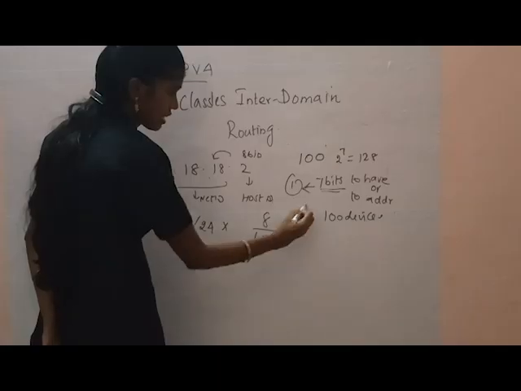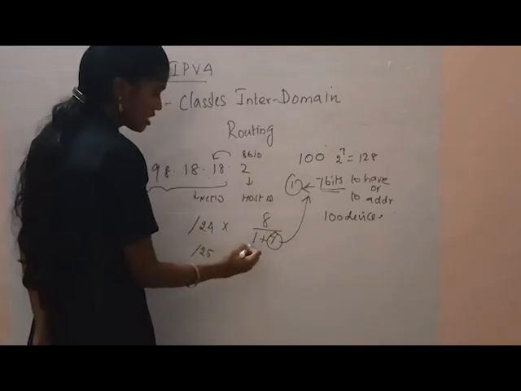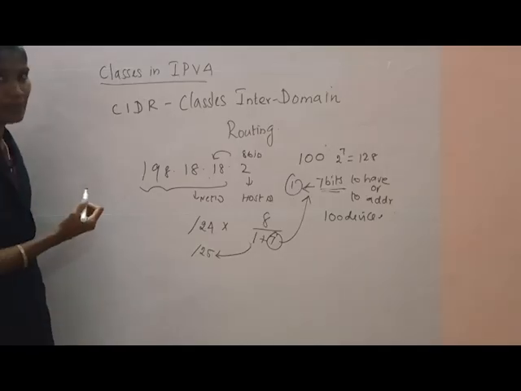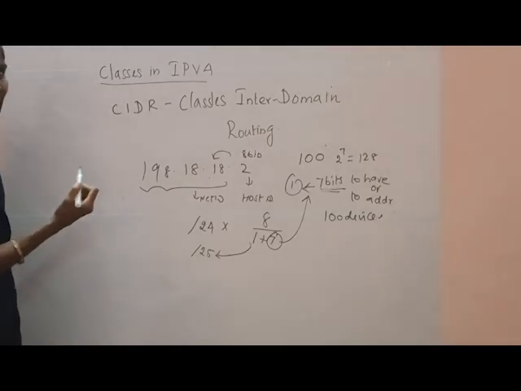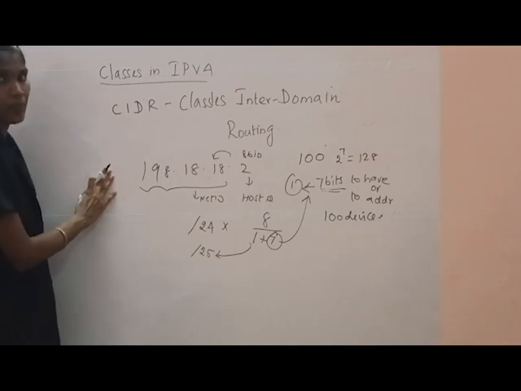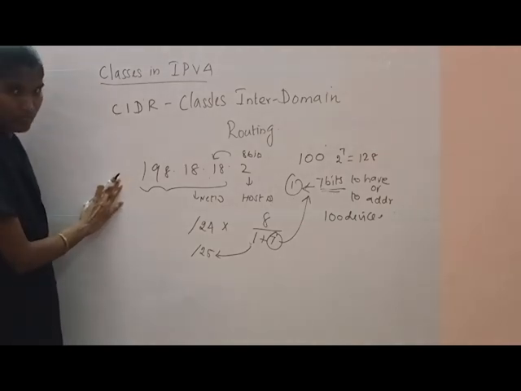This 7 is allocated here for these 100 devices. This 1 has been given here. This is so flexible, the flexibility of managing devices. So this is how classless IP addresses are used in IPv4.